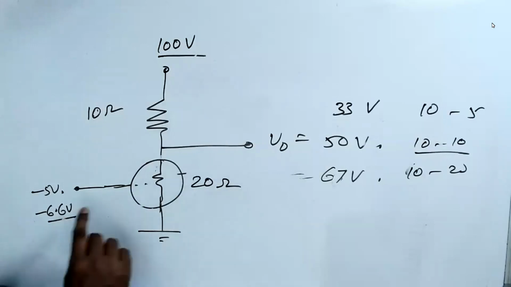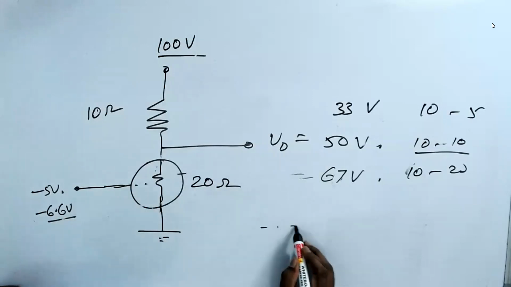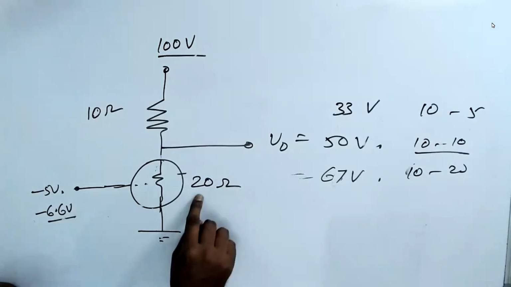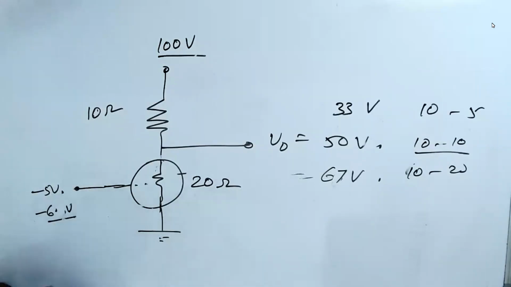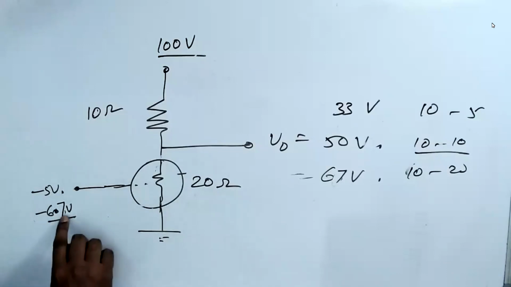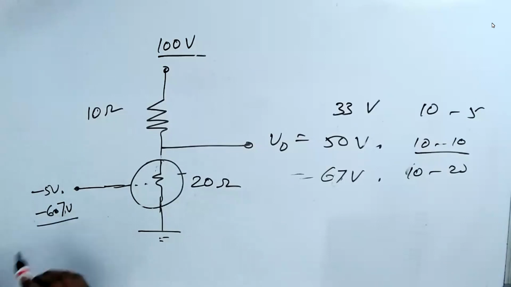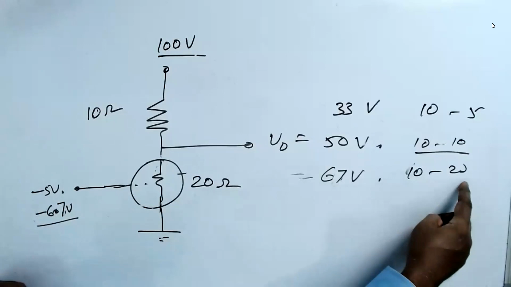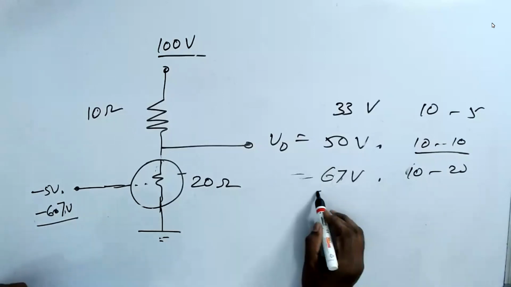Understand the grid: when I give more negative voltage, it will block more electrons. When it blocks more electrons, there is more resistance. So when I give minus 6.7 volt, this becomes 20 ohm. Because this becomes 20 ohm, your output becomes how many volts? 67 volt.